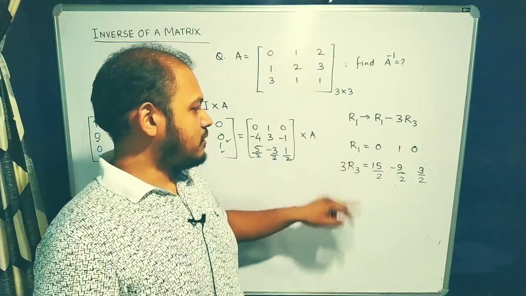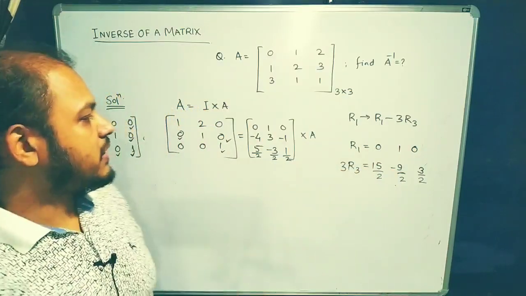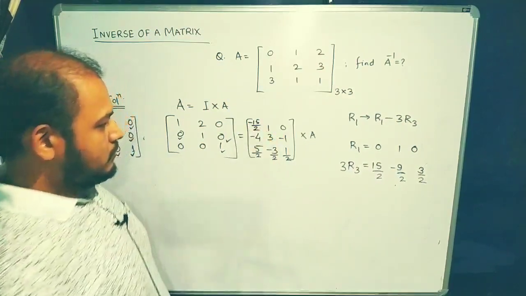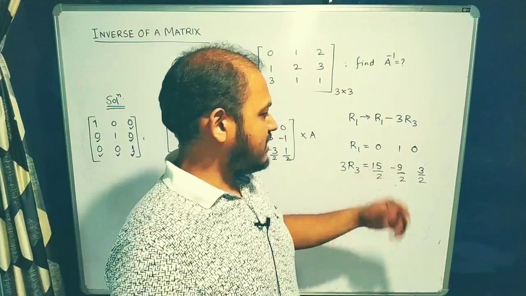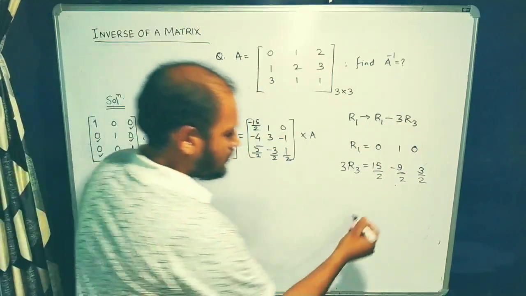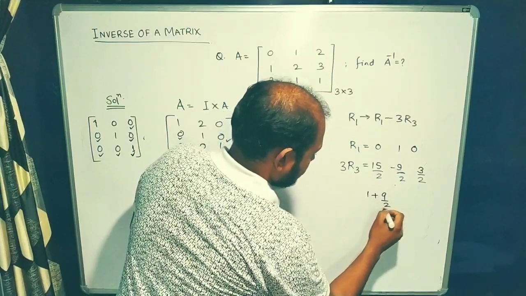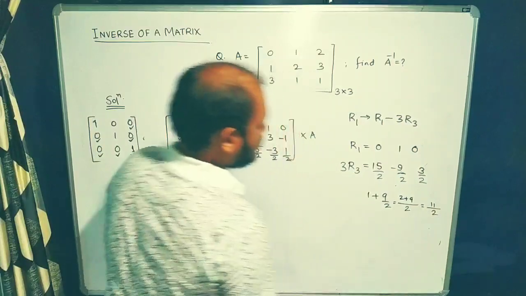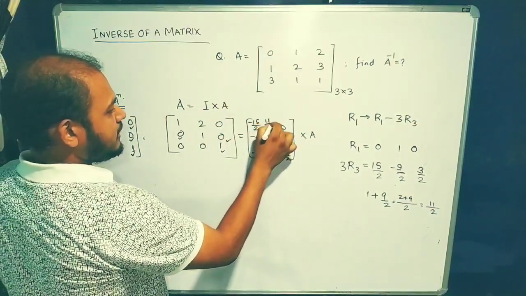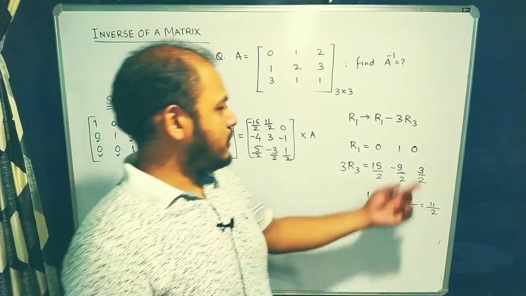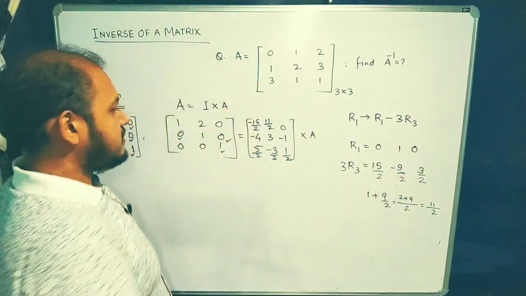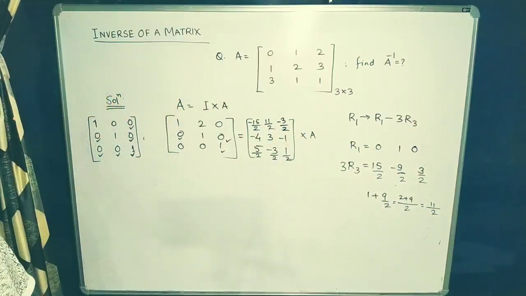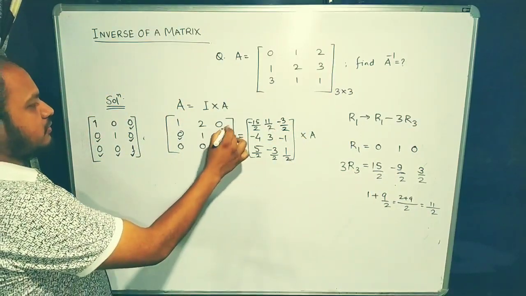minus 3R3. So what is R1 minus 3R3? 0 minus 15 by 2 is minus 15 by 2. Next we have 1 minus 9 by 2, that means 1 plus 9 by 2. So we have 1 plus 9 by 2, this is equal to 11 by 2. So we have 11 by 2 here, and then finally we have 0 minus 3 by 2, that is minus 3 by 2 at this location. Okay, so now we see that we successfully attained a 0 at this location.